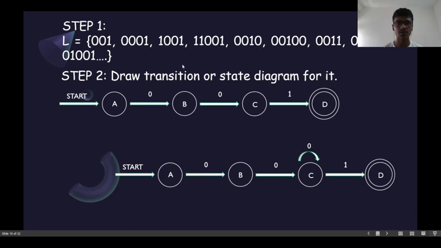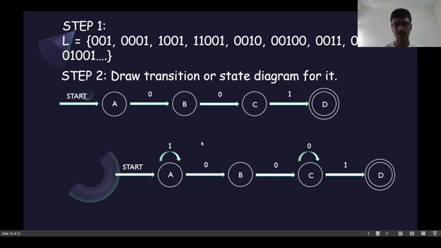Similarly, if you see 1001, in A we are getting a 1. That means in A if we get 0, we are going to B, and if we get 1, what we need to do is just add a self loop here. See, now it's 1001. Even now we can derive this string using our transition diagram. Now let's see 11001. For the first 1 it makes a self loop, for the second 1 it makes a self loop, and the remaining two zeros take it here, and the remaining 1 takes it to the end state. So even this works perfectly.